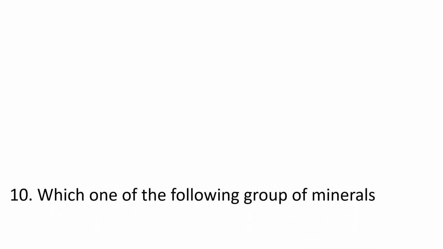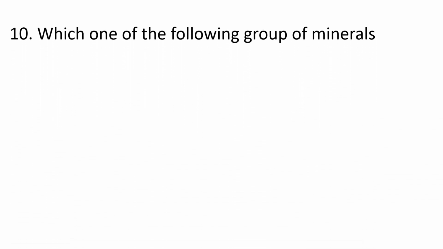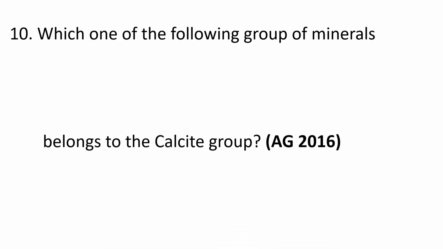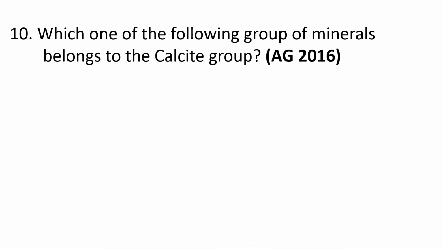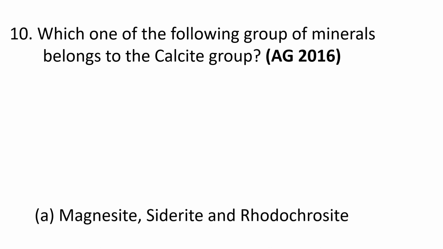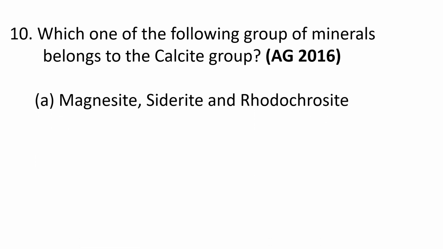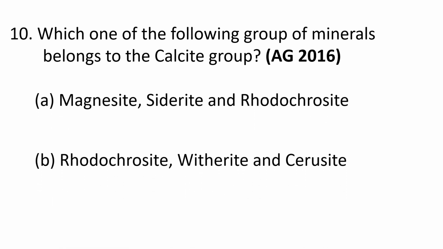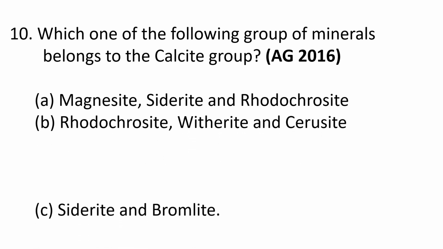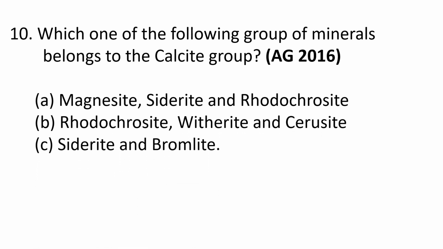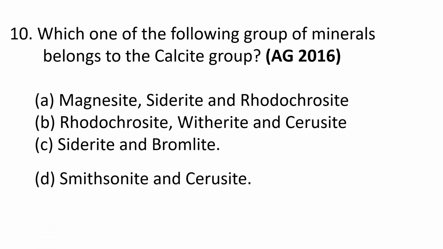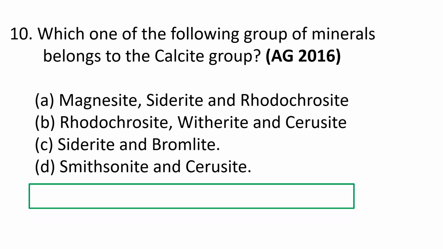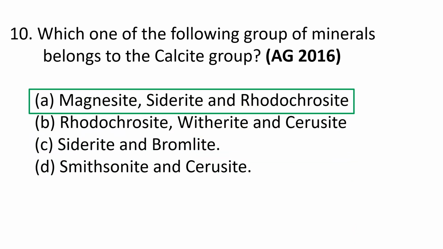Coming to the 10th question. Which one of the following group of minerals belongs to the calcite group? So this was the question asked in Assistant Geologist exam 2016. So the choices are A, magnesite, siderite and rhodochrosite, B, rhodochrosite, witherite and cerussite, C, siderite and bromlite, and D, smithsonite and cerussite. So obviously the correct answer is A, magnesite, siderite and rhodochrosite. These are the minerals which belong to the calcite group.